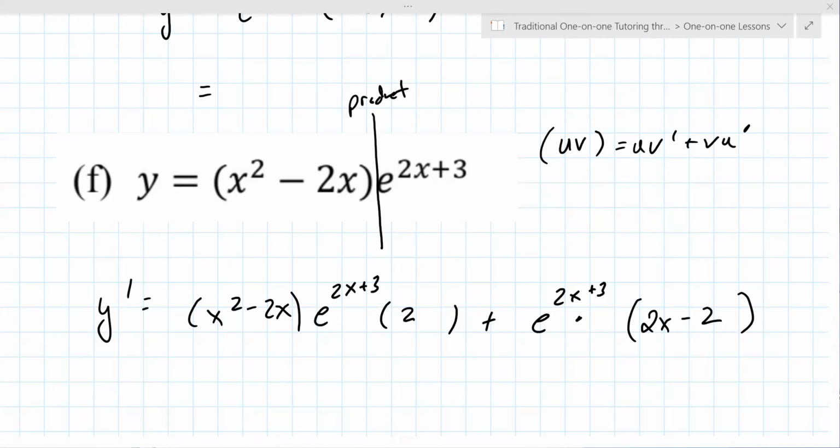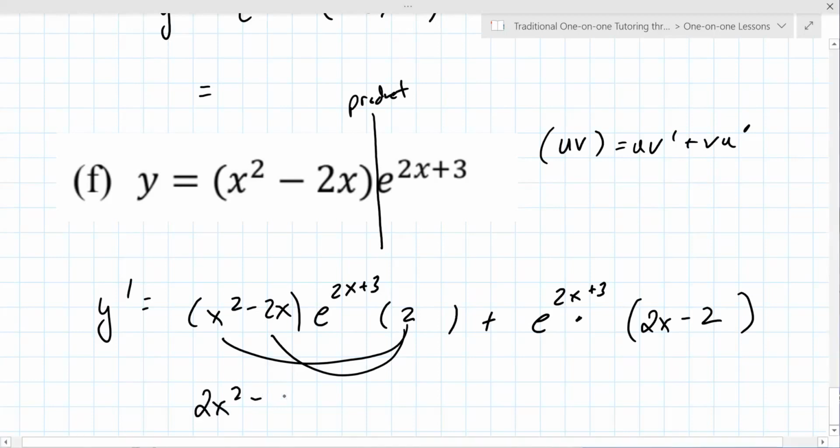So then to simplify, would you just distribute the 2 to everything? Yes. On the left hand? Yeah. So it's just to these. Okay. So 2x squared minus 4x e to the 2x plus 3 plus e to the 2x plus 3, 2x minus 2.